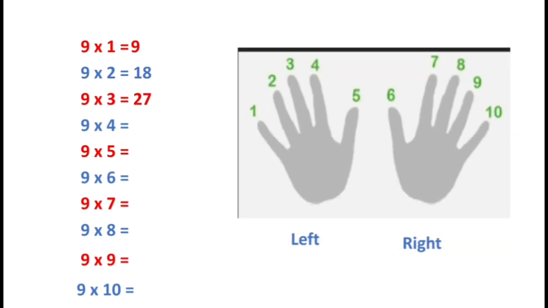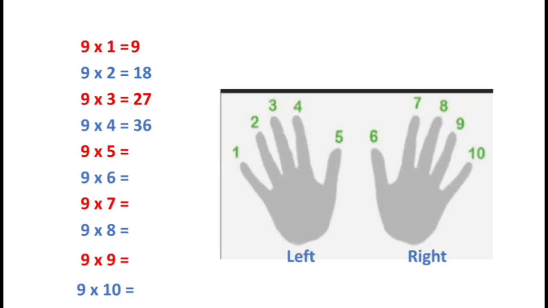9 fours are. So we are going to shade the fourth finger. Before the fourth finger, I have 3 fingers. And after the fourth, how many do I have? Right hand 5, left hand 1. So how many do we have? 6. 9 fours are 36.